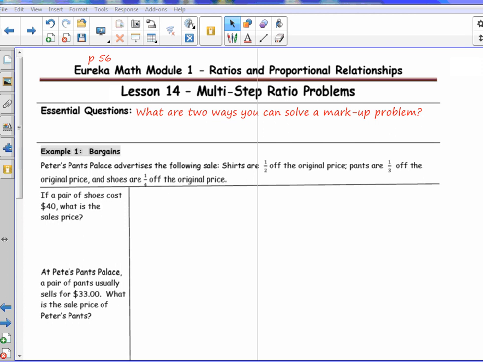This is Lesson 14, Multi-Step Ratio Problems in Module 1. Our essential question is, what are two ways you can solve a markup problem?